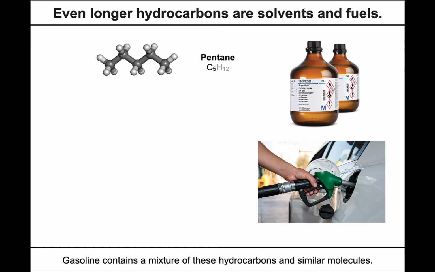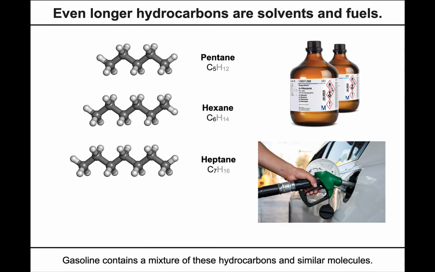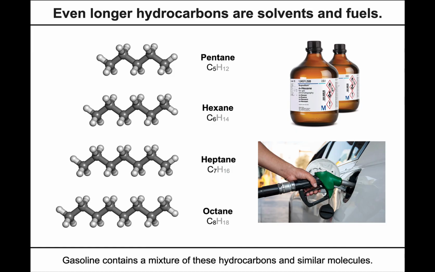So the first one, continuing in this series, is pentane. Pentane's formula is C5H12. It's a longer chain of carbons. It has 5 carbons, of course, and more hydrogens. The next is going to be hexane, C6H14, a longer chain. The next is heptane. Heptane is actually found in gasoline. It's a fuel molecule along with hexane, C7H16. And then the last one on this slide is octane, C8H18.